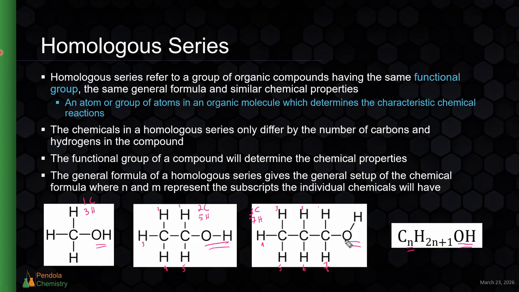So it's mostly a vocab word that we use when we have the same type of compound with the same functional group, but with increasing number of carbons. And we always have a general formula that uses n, kind of like a mathematical equation, to represent how many carbons we have, and then from there how many hydrogens based on those carbons, and our functional groups separately.